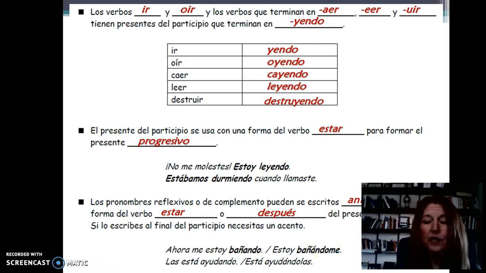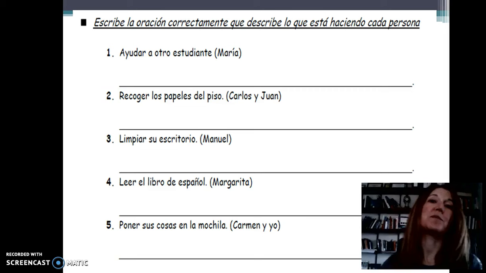If you do that, you have to then count 3 syllables back in order for the sound to make any sense. So what we're going to see right here is the verb bañándome, and you're going to say me, do, an. That's 3 syllables. You count 1, 2, 3, and that's where you put the accent. This one right here, está ayudándolas. Let's count 3 back to see where we put that accent. Las, do, and ando. So there you go. 1, 2, 3. There's the accent. Or just put it before the verb estar. Las está ayudando.